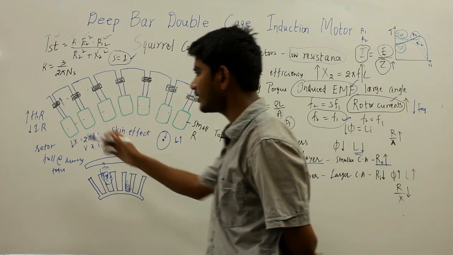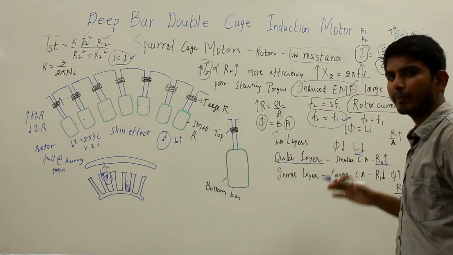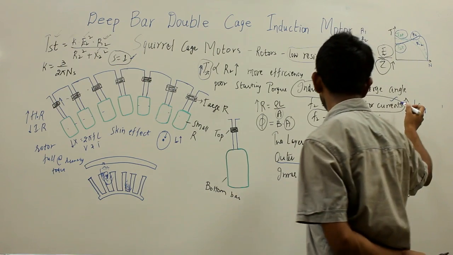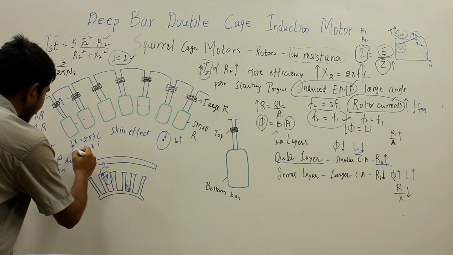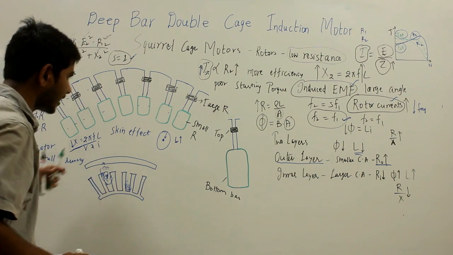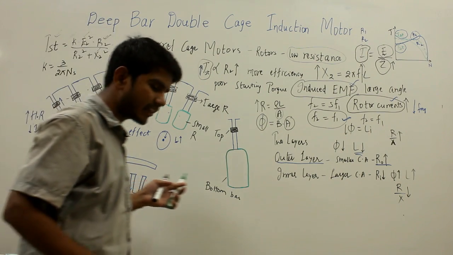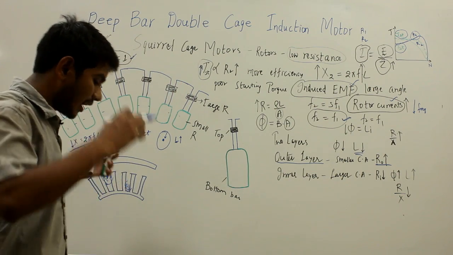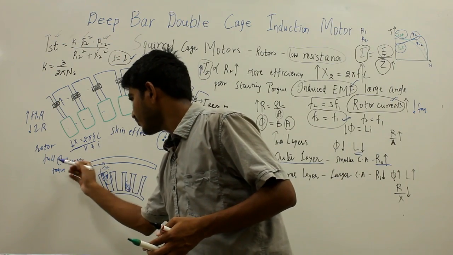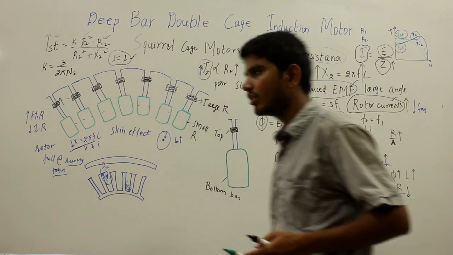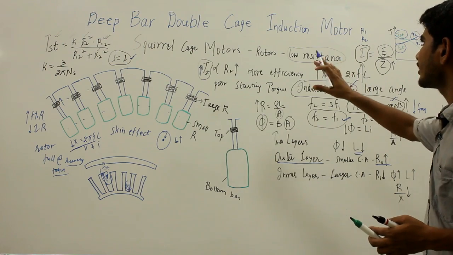You will achieve sufficient starting torque, and as the induction motor picks speed, the frequency of the induced EMF and the rotor currents will gradually decrease, and as they decrease, you will witness reduced inductive reactance, and again the rotor currents will face less inductive reactance and less resistance. At that juncture you do not need any more torque, as the rotor will achieve full speed at the running torque condition. So this is basically how you achieve the starting torque in the deep bar double cage induction motor.